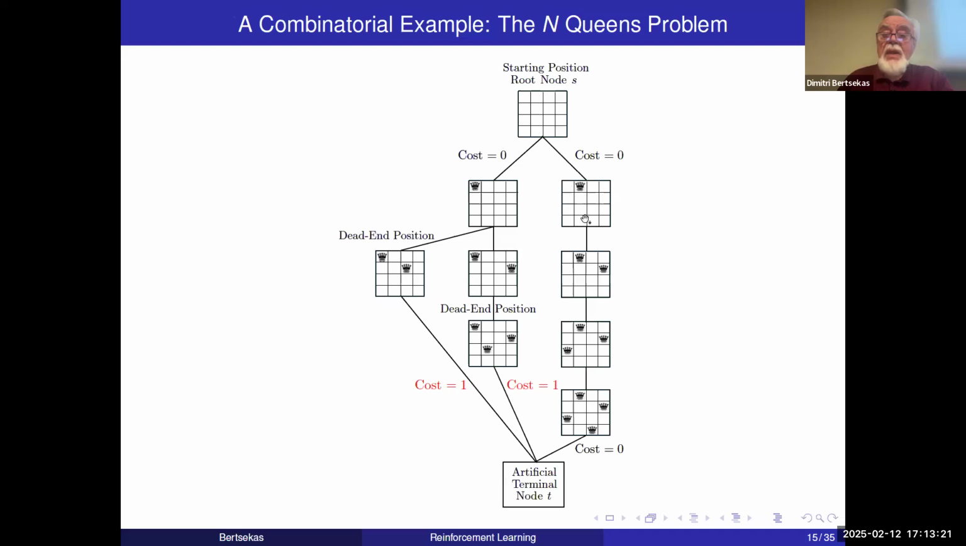Now, suppose that we're in this position. There's 1 possibility to place a queen at this square, and then from there to place a queen in this square, and then to place a queen in this square, which is a solution. And this has cost 0. All of the transitions have cost 0, except if you reach a dead-end position, and then by force you have to move to the termination state with cost 1. Okay, this is pretty evident what I'm doing here.